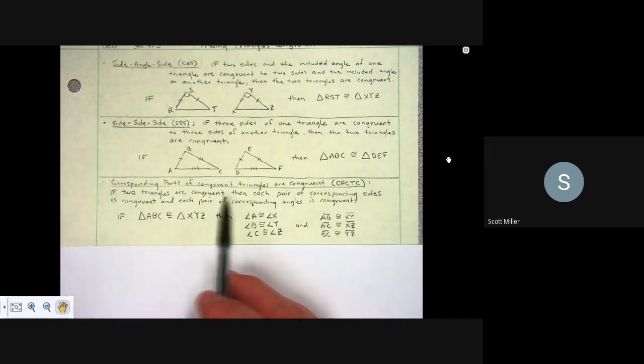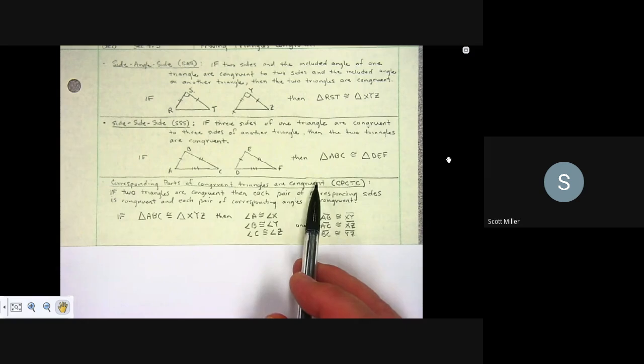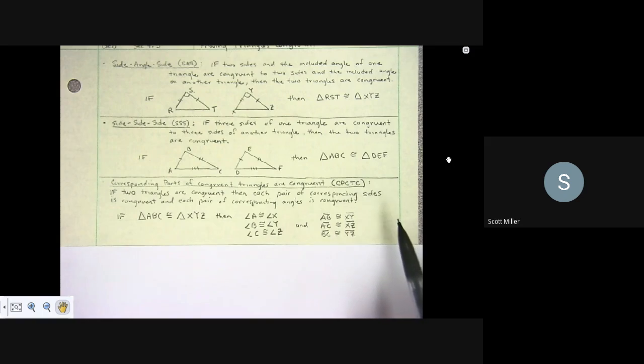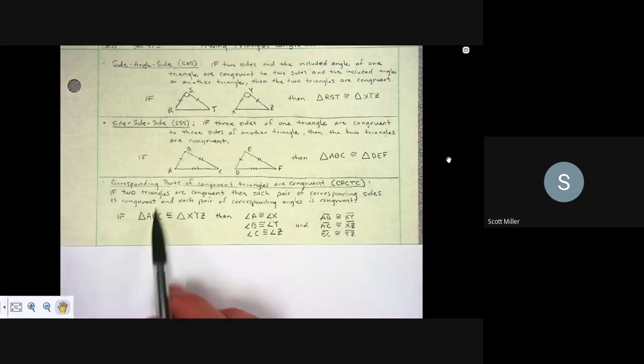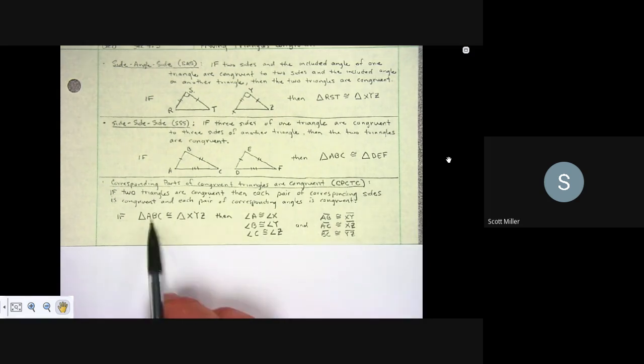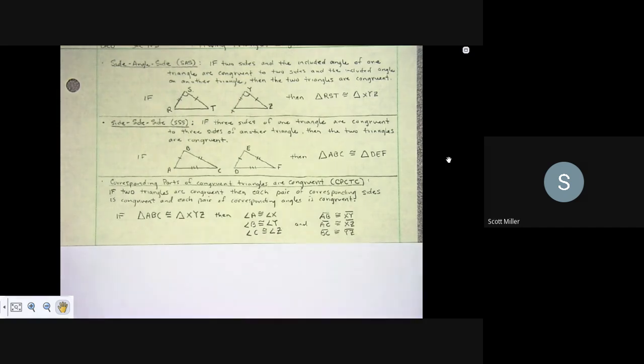Corresponding parts of congruent triangles are congruent, and we abbreviate it with CPCTC. This will make more sense when we start doing some proofs. So if 2 triangles are congruent, then all the corresponding parts are congruent. We already talked about the naming aspect of how things work. Based off the naming of the 2 triangles, you can tell which parts are corresponding and which are congruent. So let's go ahead and dive into some of these things and see what we get.